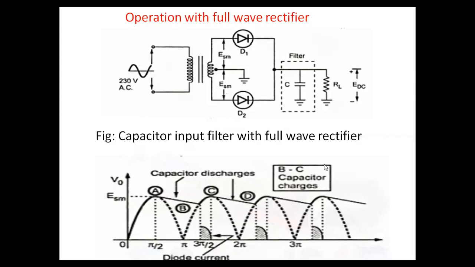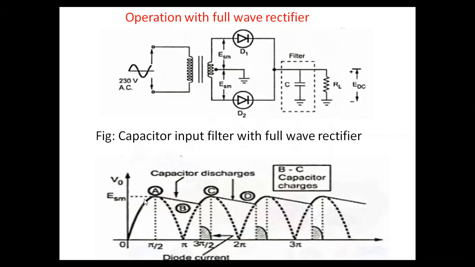If you observe this full wave rectifier, we will connect the filter at the output of this rectifier. This is the capacitor filter, and this is the load. For this full wave rectifier, D1 conducts when the input is in the positive half cycle, and D2 conducts when the input is in the negative half cycle.